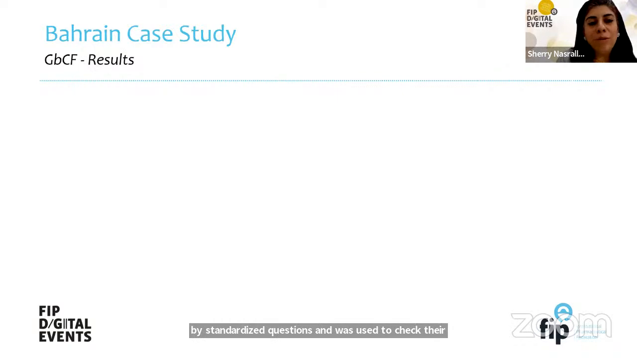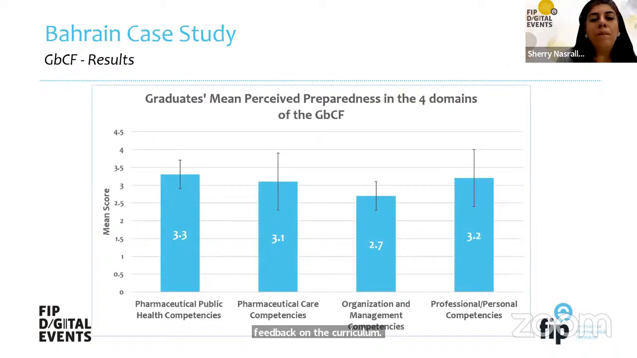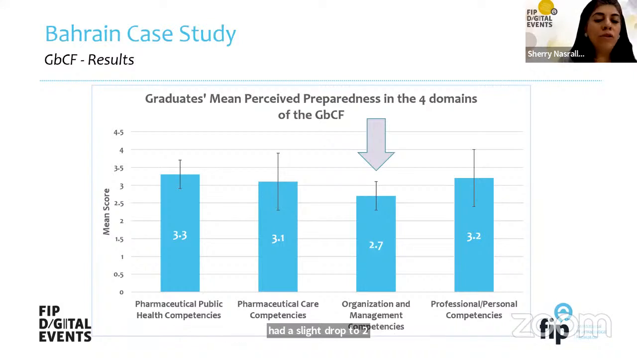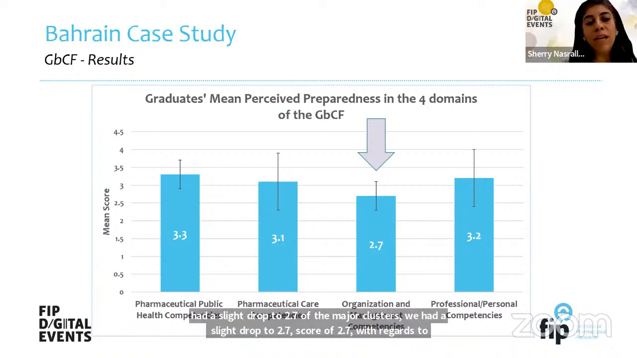Now, looking at the results, which is very interesting, grading those responses from strongly disagree to strongly agree, giving them numbers and calculating the mean, we noticed that the students were feeling quite prepared in almost 3 of the major clusters. We had a slight drop to 2.7 with regards to organization and management competencies. So this is from the GbCF part.